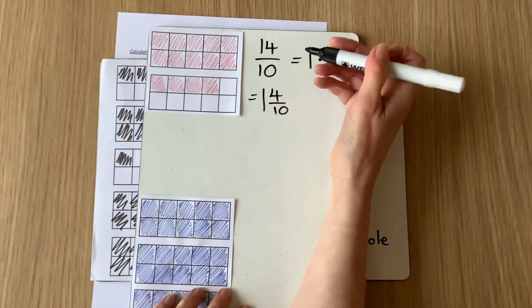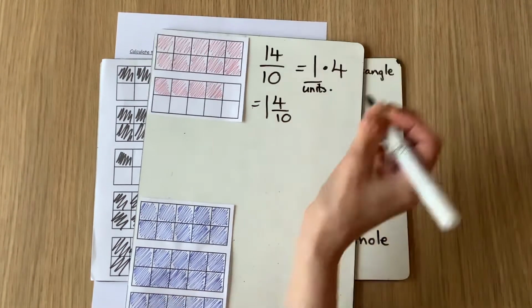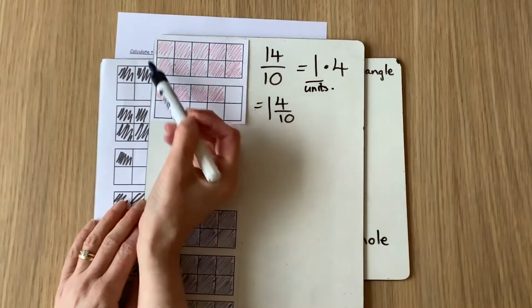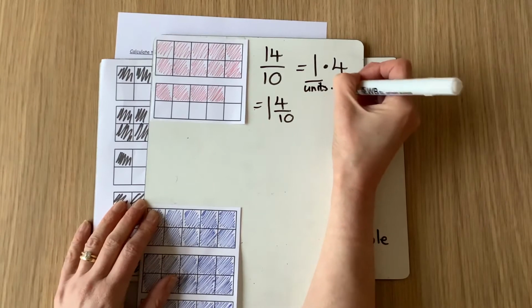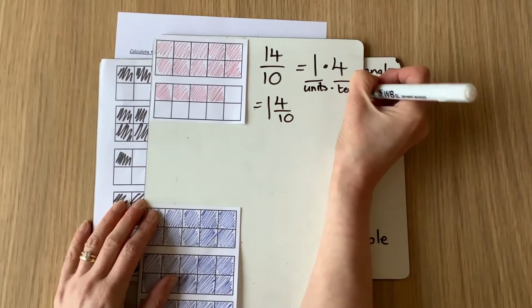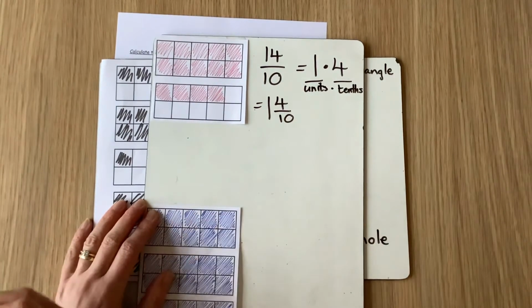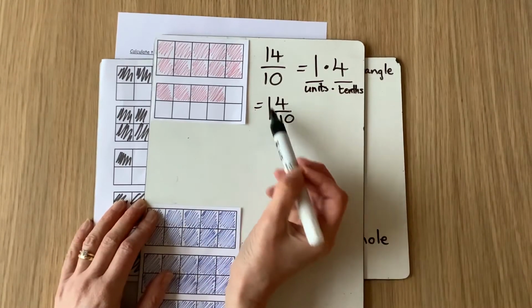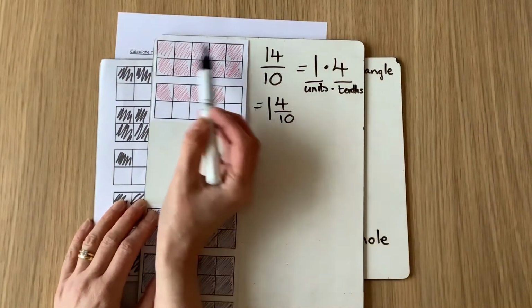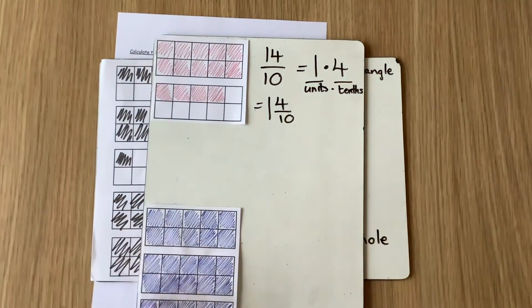The 1, that's my units number. My units number tells me how many whole shapes I've coloured in. The 0.4, that's my tenths number. It tells me in this second shape I've coloured in 4 out of the 10. Final way I could write it, I could write one whole thing, so one whole shape is coloured in, and 4 out of the 10 are coloured.